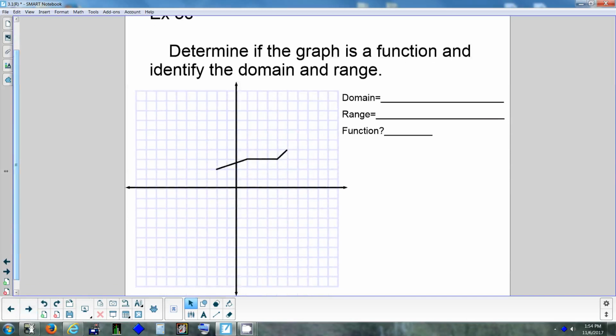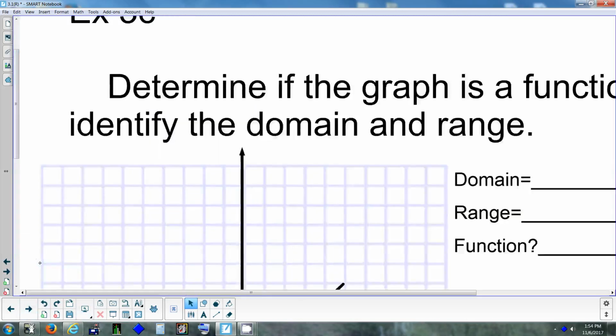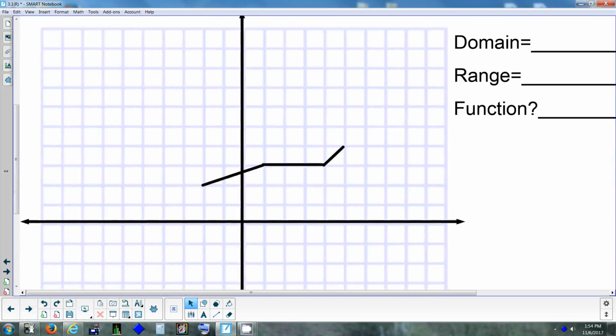So the domain, what's the lowest value in the domain here? It should be on your notes too. The lowest one, Sophia? -2. Watch your sign. And what's the highest value in the domain? Just give me a single number. 5. Now, the domain, because it's connected, includes every single number between -2 and 5.